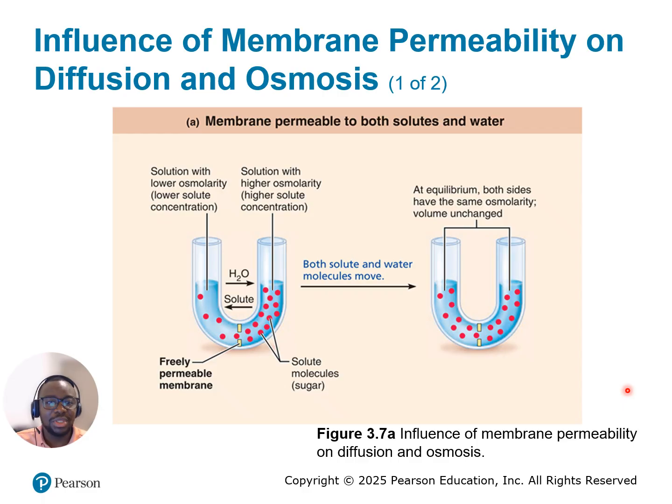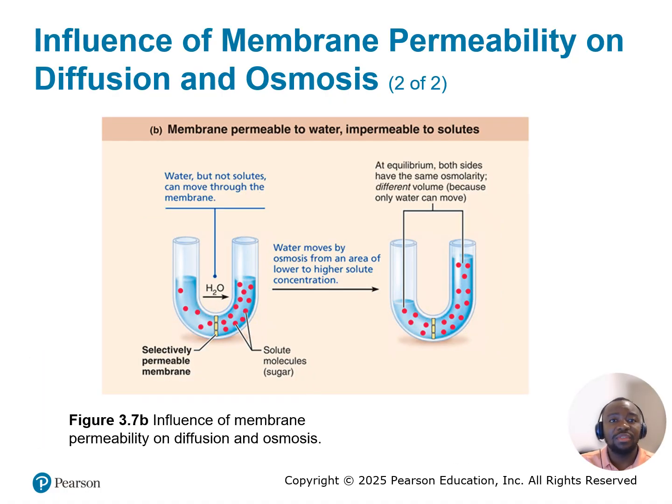The two solutions are separated by a semi-permeable membrane that's freely permeable to both solutes and water. The solutes and water move down their concentration gradient in opposite directions. At equilibrium, the resulting solutions on each side of the membrane have the same osmolarity, and the volume of the solution in each compartment is unchanged.